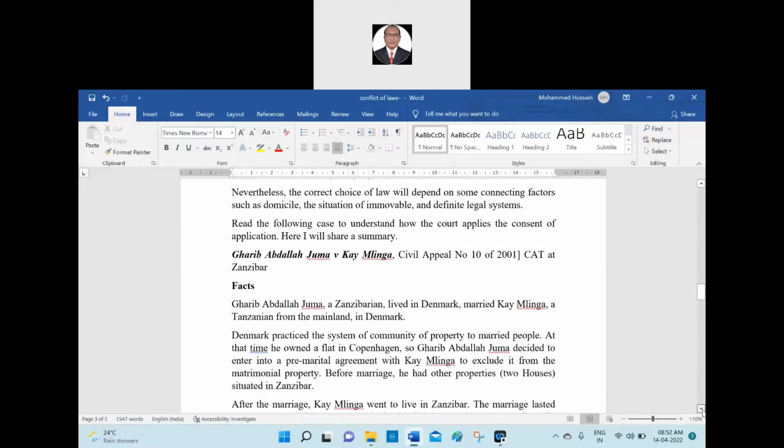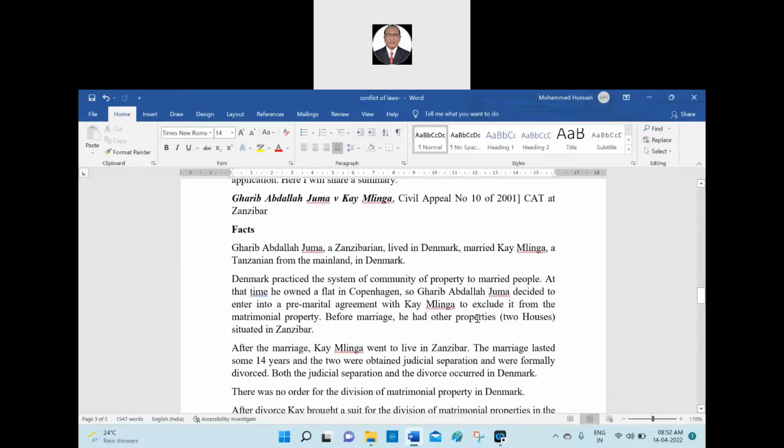Now let us see Gharib Abdullah versus K. Mlinga, a 2001 Court of Appeal decision at Zanzibar. The facts of the case go like this. Gharib Abdullah Juma, a Zanzibarian who lived in Denmark, married K. Mlinga, a Tanzanian from the mainland, in Denmark. So they married in Denmark, but the bride was from Zanzibar and the bridegroom from mainland Tanzania.